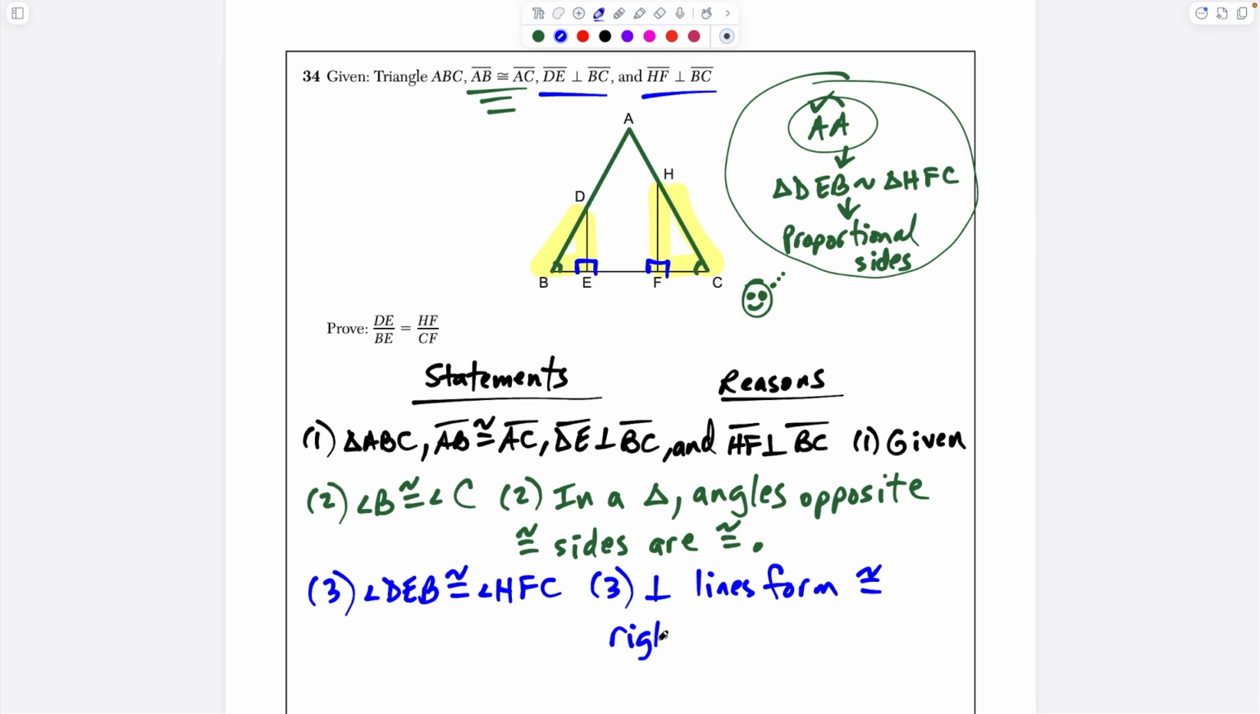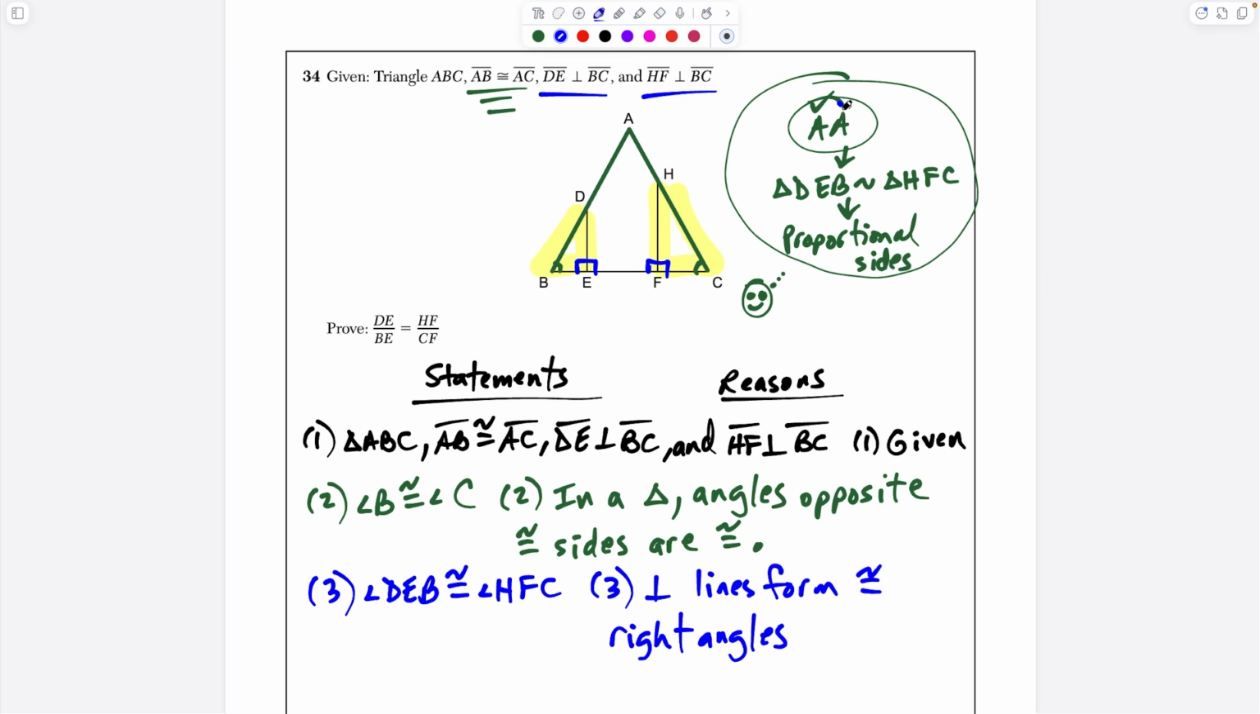There was an old way of writing this where you would write this in two statements and reasons. First, you would say, hey, angle DEB and angle HFC are right angles. Perpendicular lines form right angles. And then a moment later say, hey, they're congruent. All right angles are congruent. But this is an acceptable way to say this in just one statement and reason. And the less you have to write, the better.